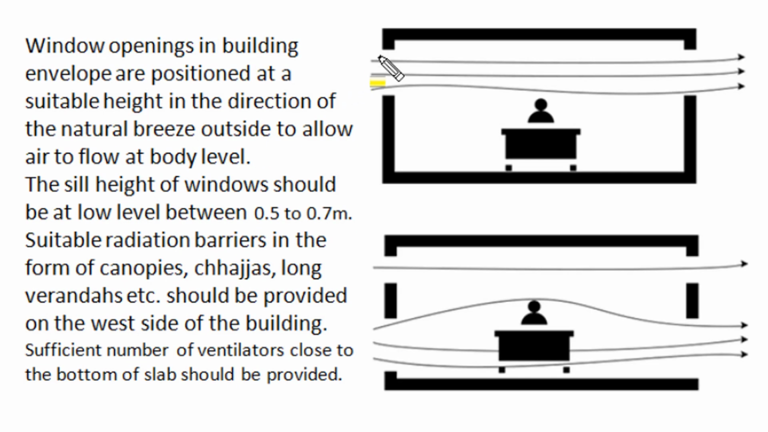building. Window openings in building envelope are positioned along the direction of natural breeze outside in the surroundings, and these windows should be positioned at suitable height as shown in this diagram below, so as to allow air to flow at body level. For good design, the sill height of window or the lowest position of window should be at low level between 0.5 to 0.7 meter.